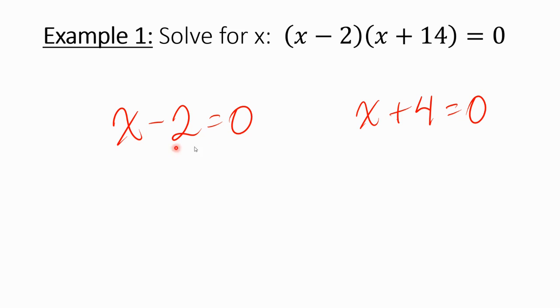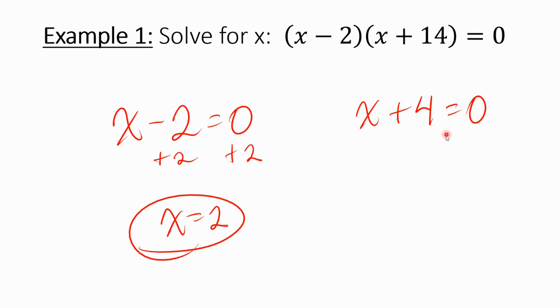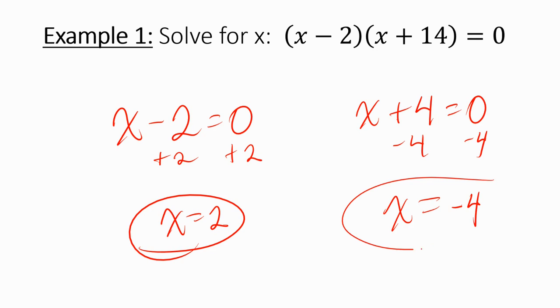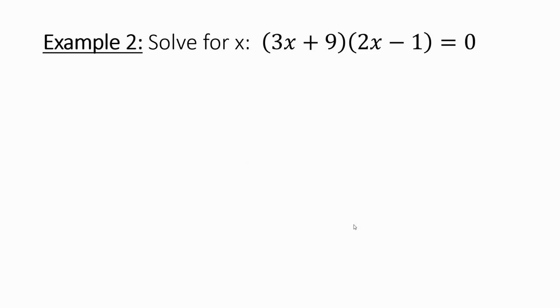All right, so I'm going to go ahead and solve both of these equations. They're nice little one-step equations. So this one we get x equals 2. This one I would subtract 4 from both sides. So this one I get x equals, what's 0 minus 4? Negative 4. All right, that's it. That's how we do it. So hey, for example 2, copy this one down and try it on your own.